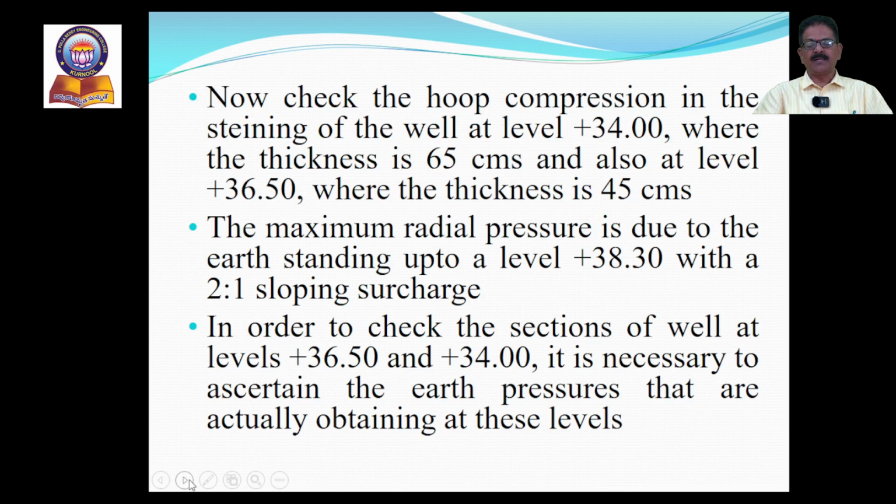The maximum radial pressure is due to earth standing up to a level of plus 38.3 meters with a 2:1 sloping surcharge. In order to check the sections of the well at these two levels, that is plus 36.5 meters and plus 34 meters, it is necessary to ascertain the earth pressures that are actually obtaining at these two levels.